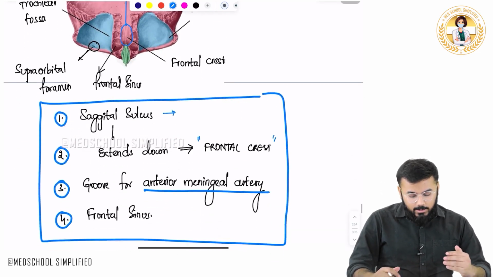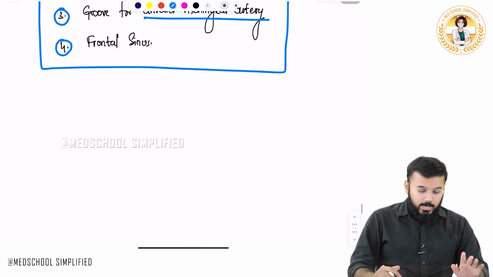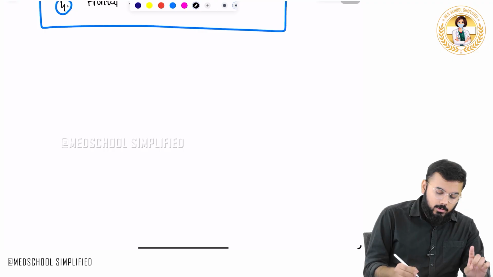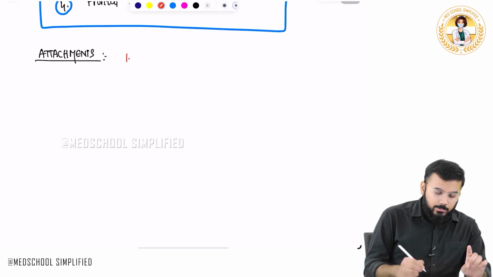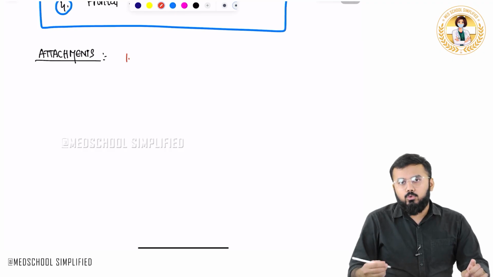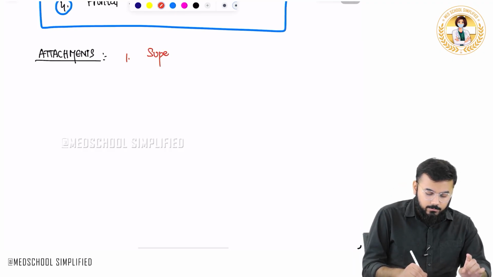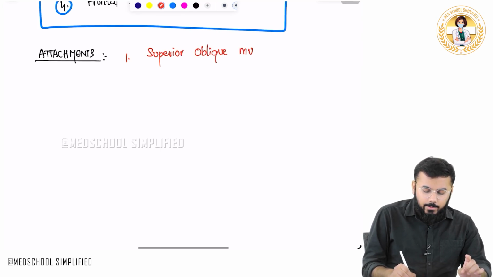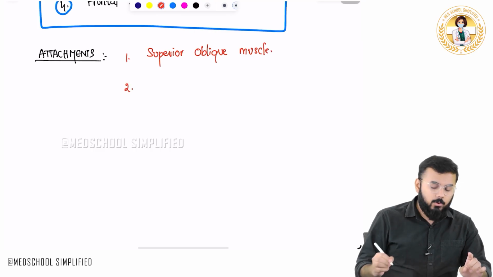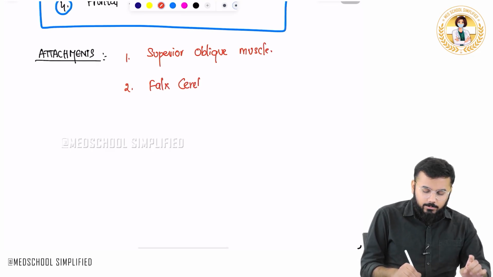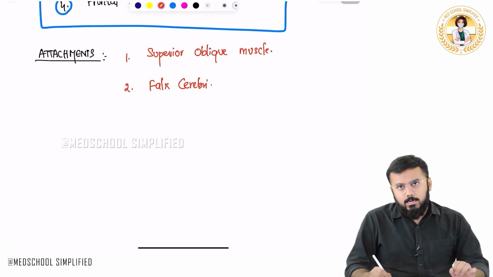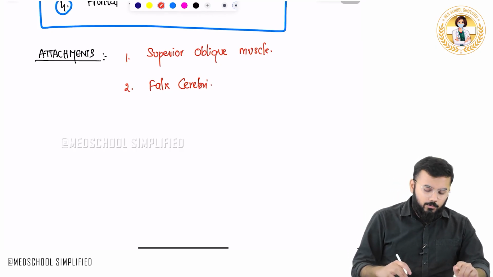Now, what are the muscles that are attached to the frontal bone, right? So there is only one muscle that is attached to the frontal bone. So if you look at the attachments, when it comes to the muscle, there is only one muscle attached to the frontal bone, that is the superior oblique muscle. Apart from the superior oblique muscle, the second important thing is the falx cerebri. I hope all of you know what falx cerebri is. Falx cerebri is nothing but the fold of dura mater, right?